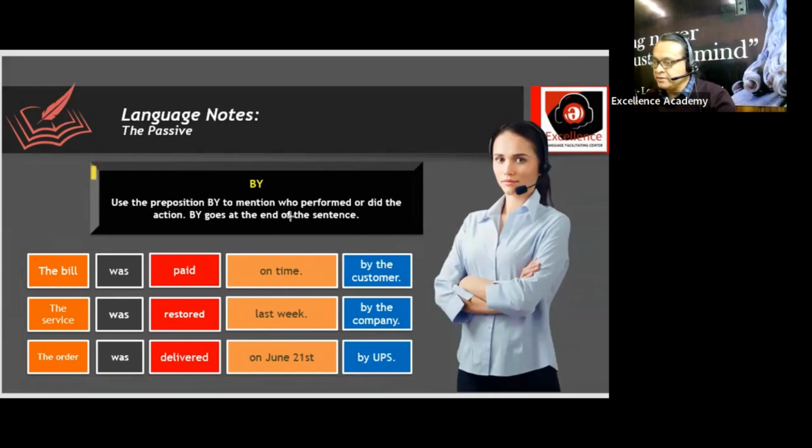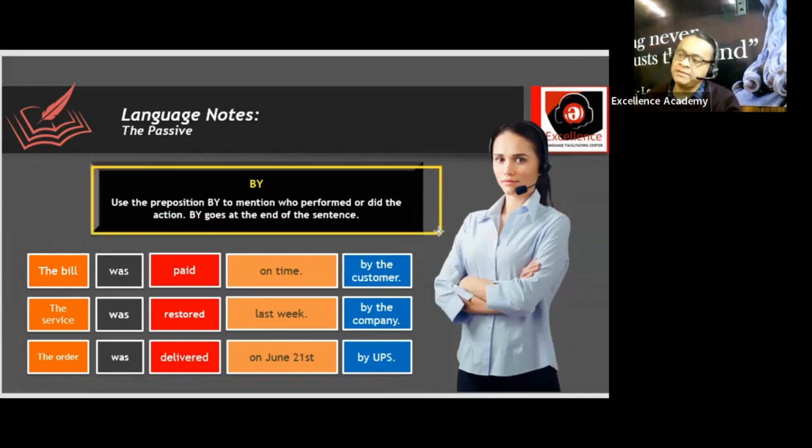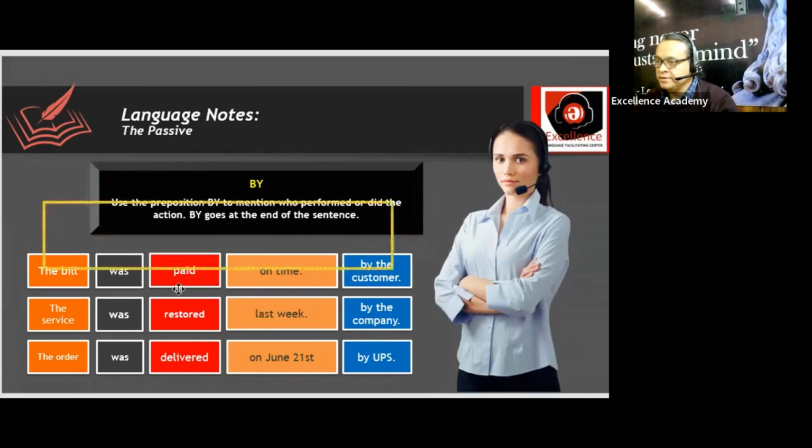Just touching base again with the preposition by: use the preposition by to mention who performed or did the action. By goes at the end of the sentence. Here you have some other examples.